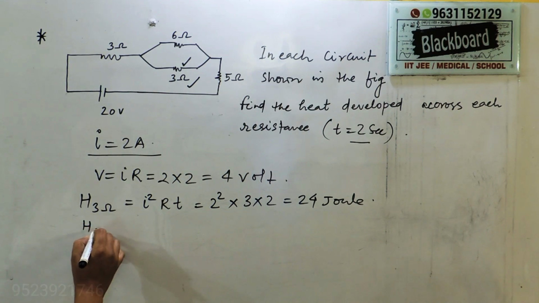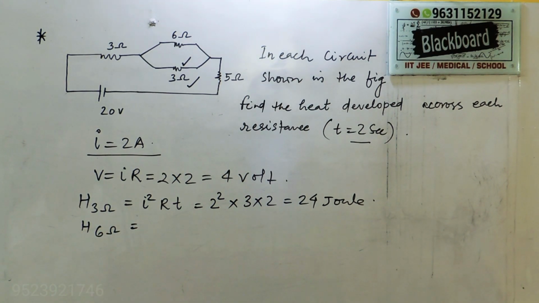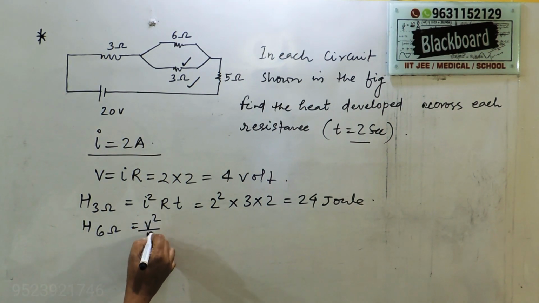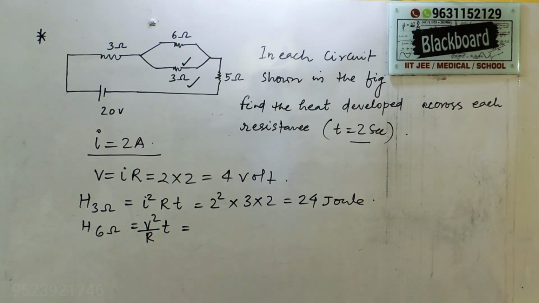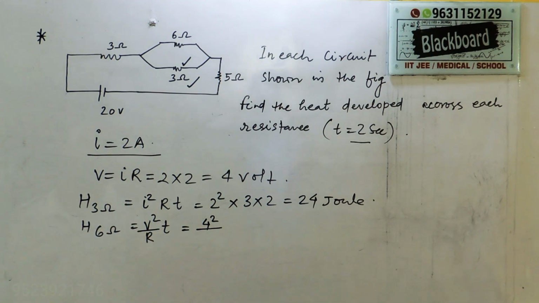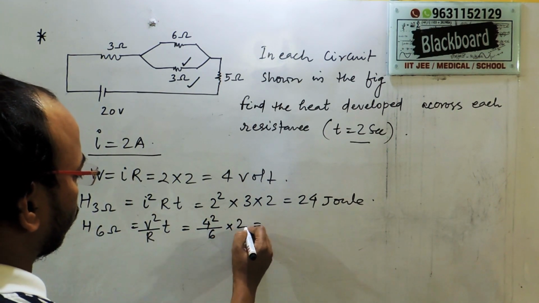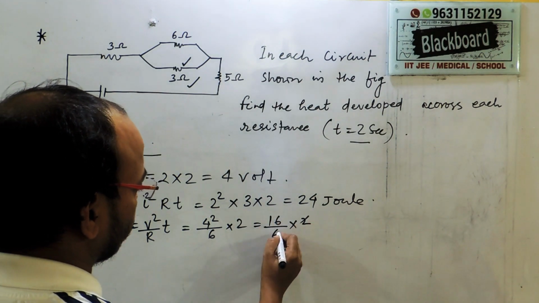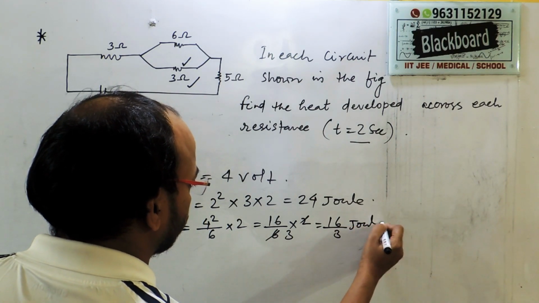Next, heat across the 6 ohm resistor. How much heat will there be through the 6 ohm resistor? This equals V square by R into T. V is 4, so 4 square, and R is 6, into T which is 2. That means 16 by 6 into 2, that means 16 by 3 joule.